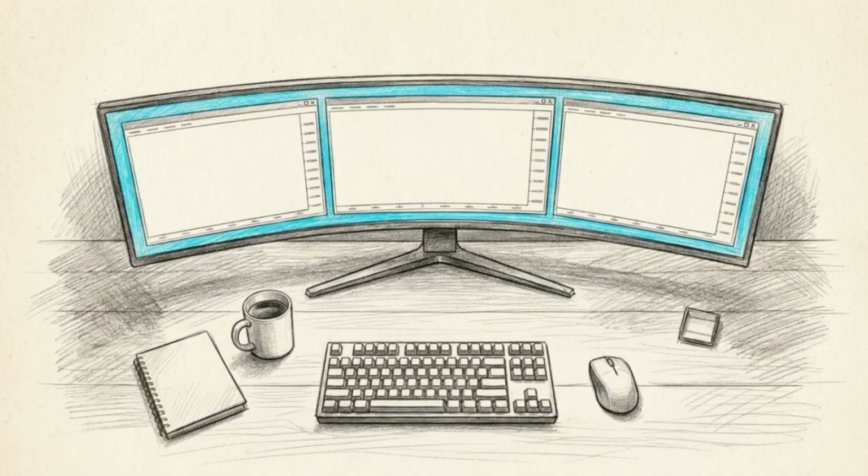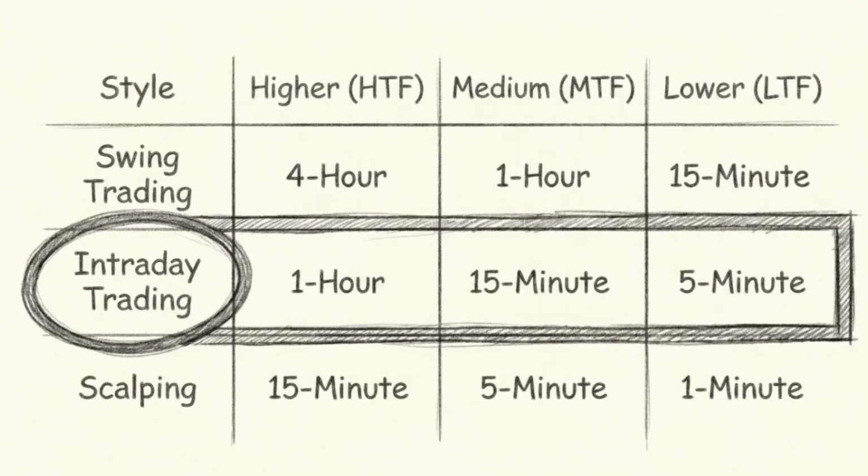Step 1 is defining your boundaries. You must select exactly 3 timeframes tailored to your trading style, a higher, medium, and lower timeframe. This matrix shows how to structure them.